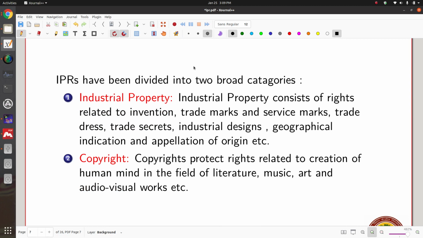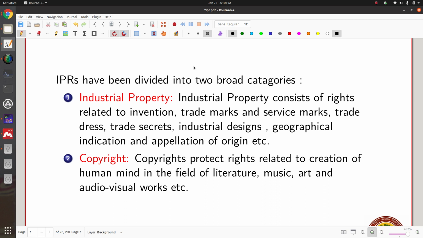Now IPR has been divided into two broad categories. First is industrial property. Industrial property consists of rights related to industry, like inventions, trademarks, service marks. We will talk about all these things: what are trademarks, service marks, trade dress, trade secret, industrial design. All these are the properties that are called industrial property. So these intellectual properties come in the industrial property category.